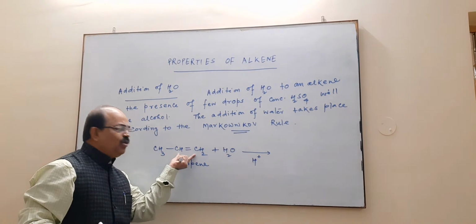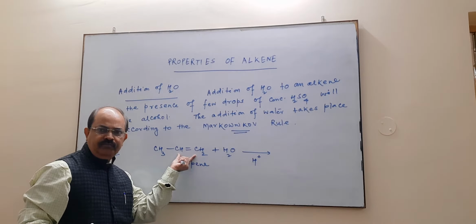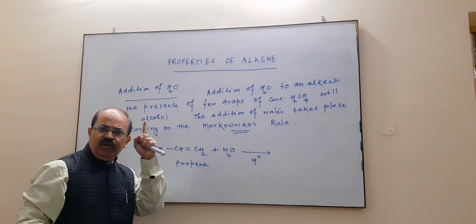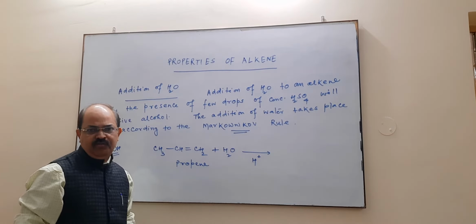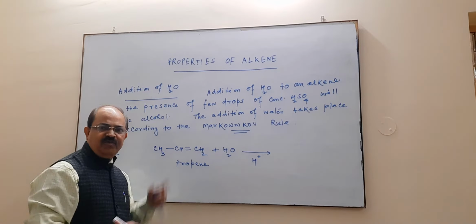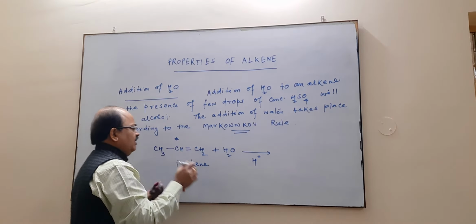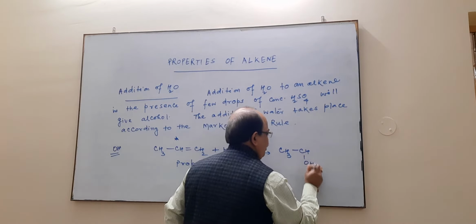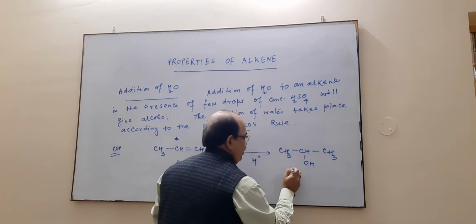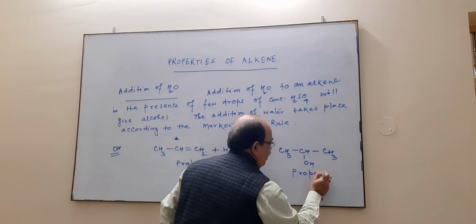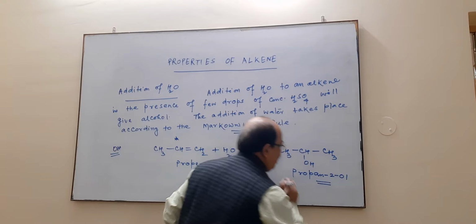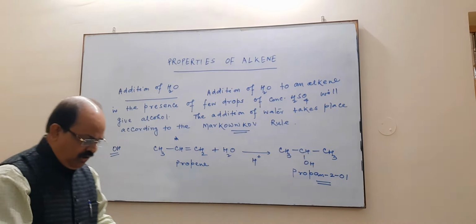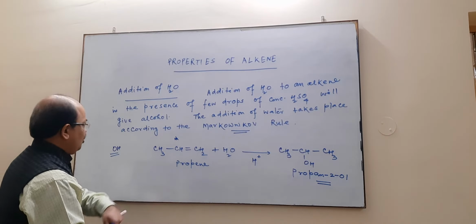The addition will always happen at the double bond. So on this carbon we have 2 hydrogen, but on this carbon we have only 1 hydrogen, that is lesser number of hydrogen. So that OH will add to the middle carbon. Then the product is CH3 CHOH CH3, and this is alcohol, and the name of the compound is propan-2-ol.